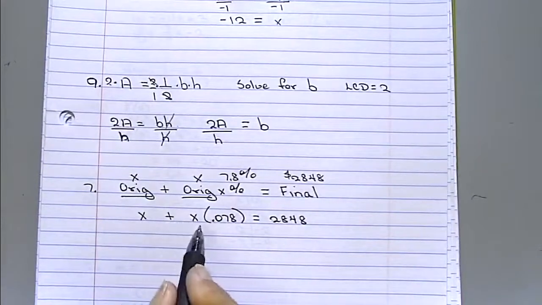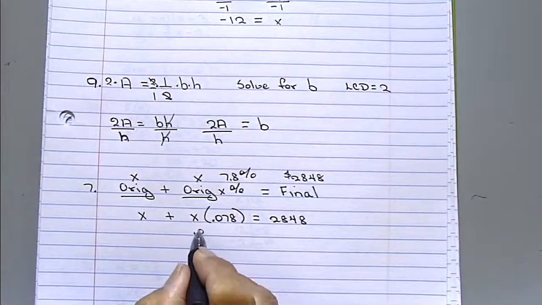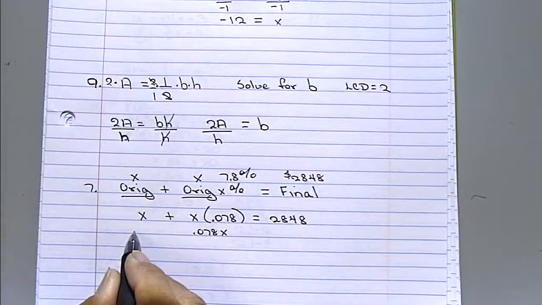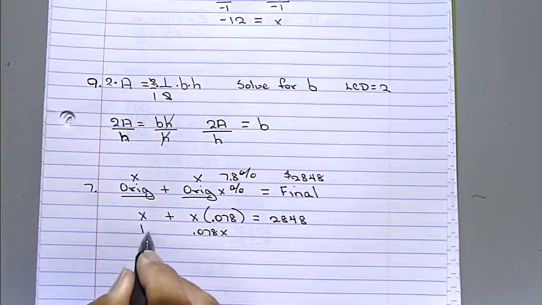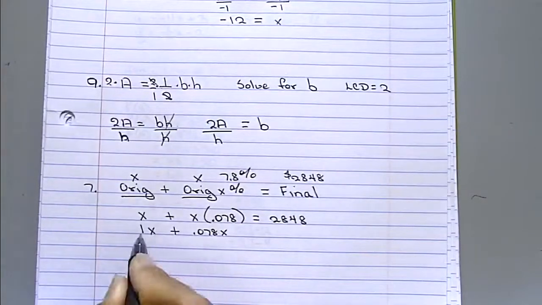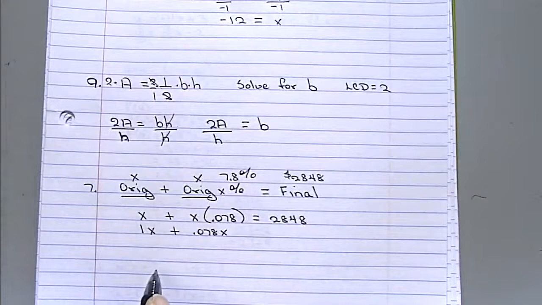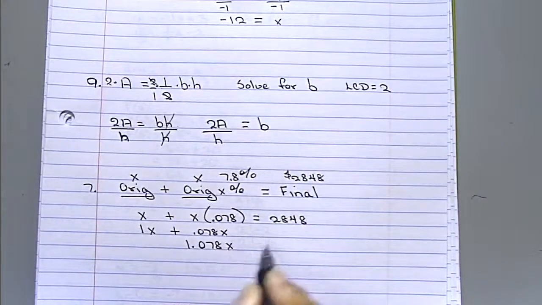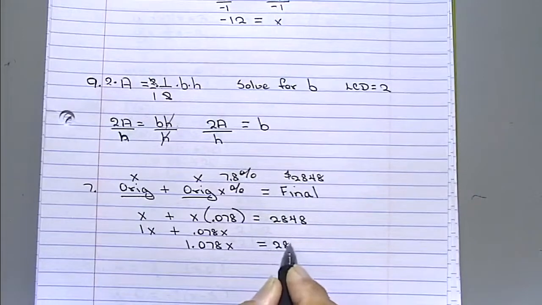And this is where some people get confused. This is 0.078x, and how many x is this? Yeah, so how many is it? 1, thank you. I need the number, don't I? 1x. Because I can add 1 and 0.078. I get 1.078x is equal to 28.48.